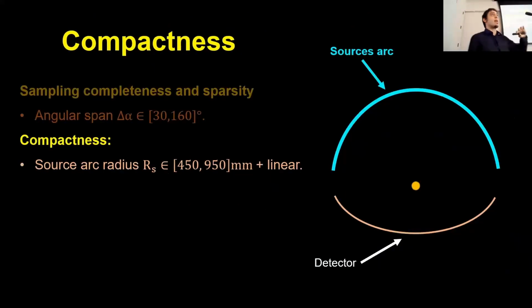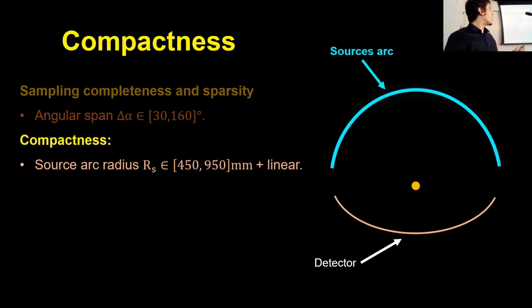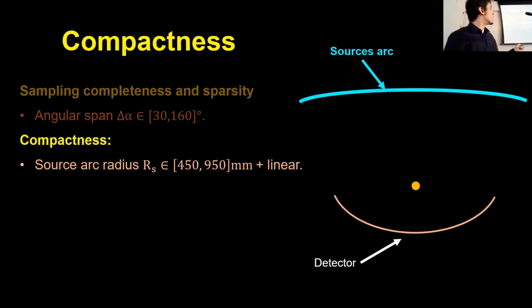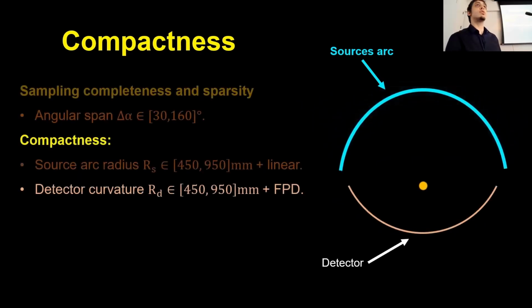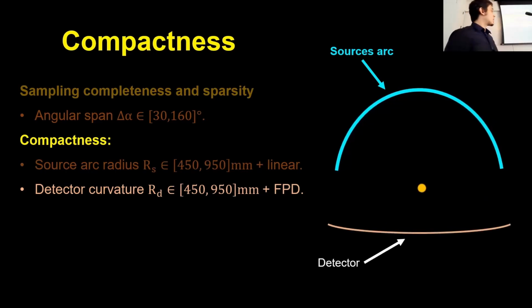Just to remind you, we want a system that is as compact as possible. So we are going to explore different fixed source to detector distances and source to axis distances for the central source. We are also going to explore different radii for the source's arc, going from linear to 450 millimeters, and the same for the detector curvature, from a totally flat panel detector to more compact configurations with a curved detector area.